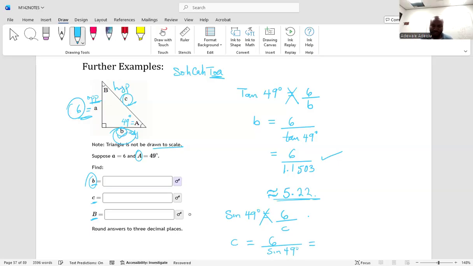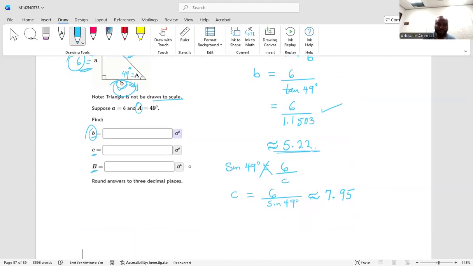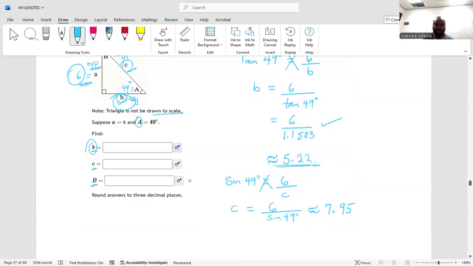I will just do everything together there. 6 divided by sine of 49. The length I'm getting is approximately equal to 7.95. So that is C.